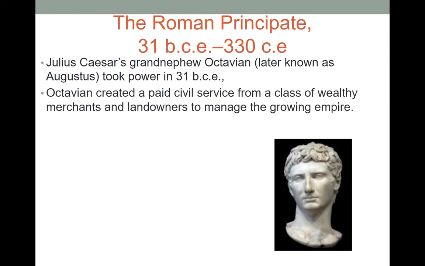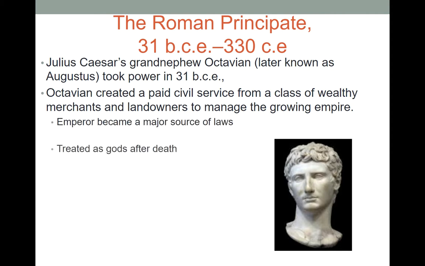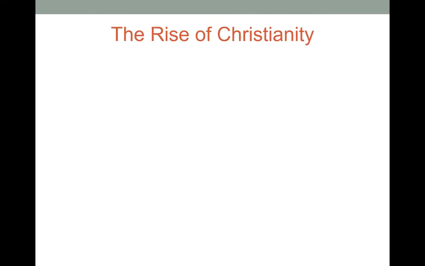Julius Caesar, you probably know him from the Roman Republic, is assassinated. Et tu, Brutus? But his grandnephew, Octavian, later known as Augustus, will take power in 31 BCE. And Augustus forms a paid civil service. He's treated as a god after his death, and he's also what you would call a military dictator. He is a major source of law. But Christianity will begin to rise up.